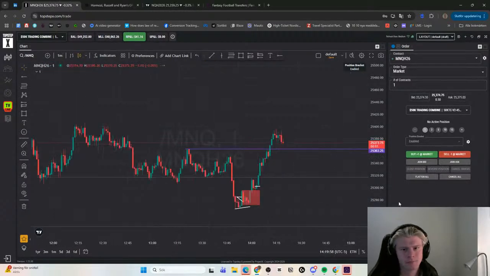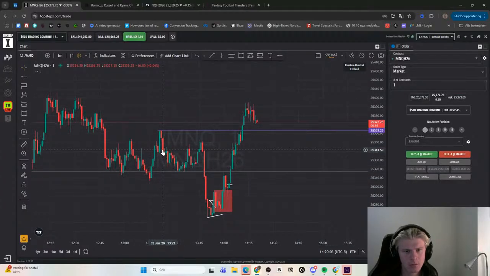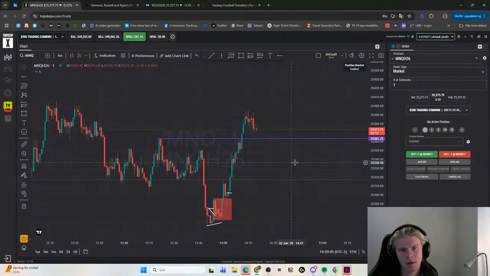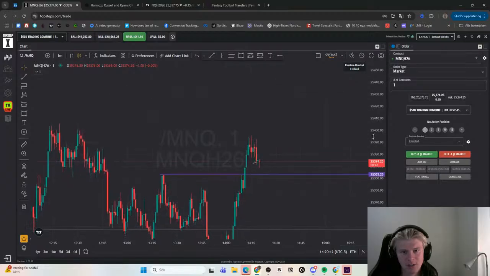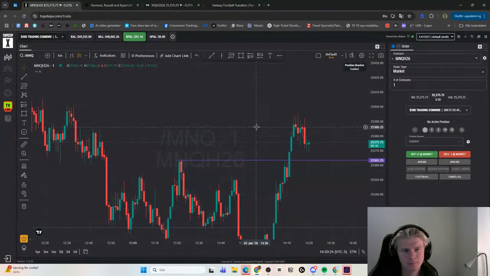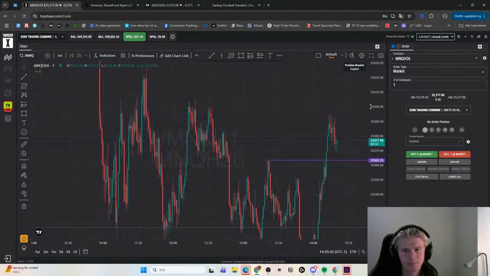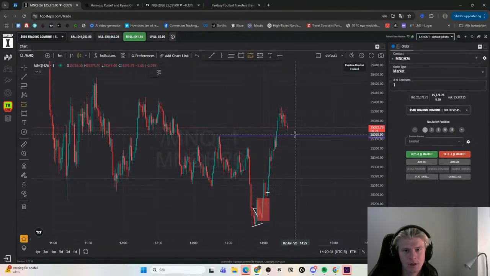So let's see. Moving down towards our 1 minute or 5 minute order block here. And what do we want to see? We want to see some sweep. We want to see a 1 minute order block form. Ideally, we see 3 sweeps. Could be a solid scalp.